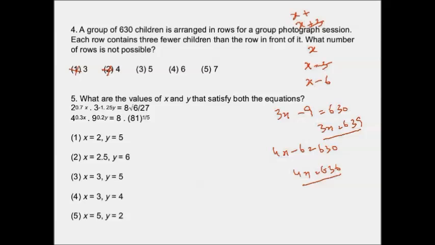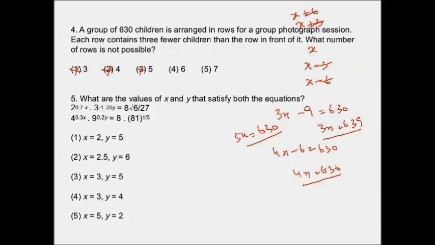If there are 5 rows, let's add another row before this, that is x plus 6. And when you add all of them, 3 and 3 will get cancelled out, 6 and 6 will get cancelled out. We have got 5x is equal to 630. And 630 is a multiple of 5. So this is also possible. This also cannot be the answer.